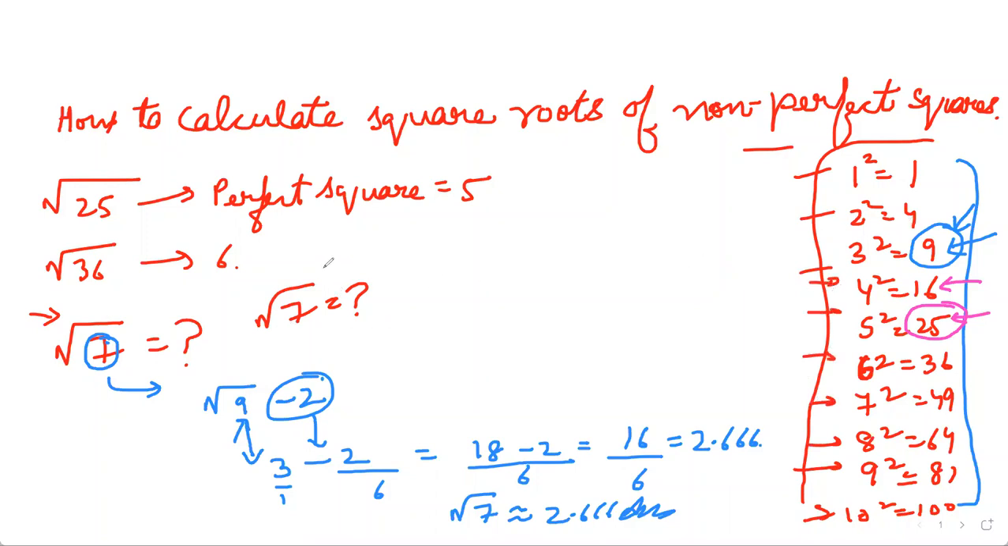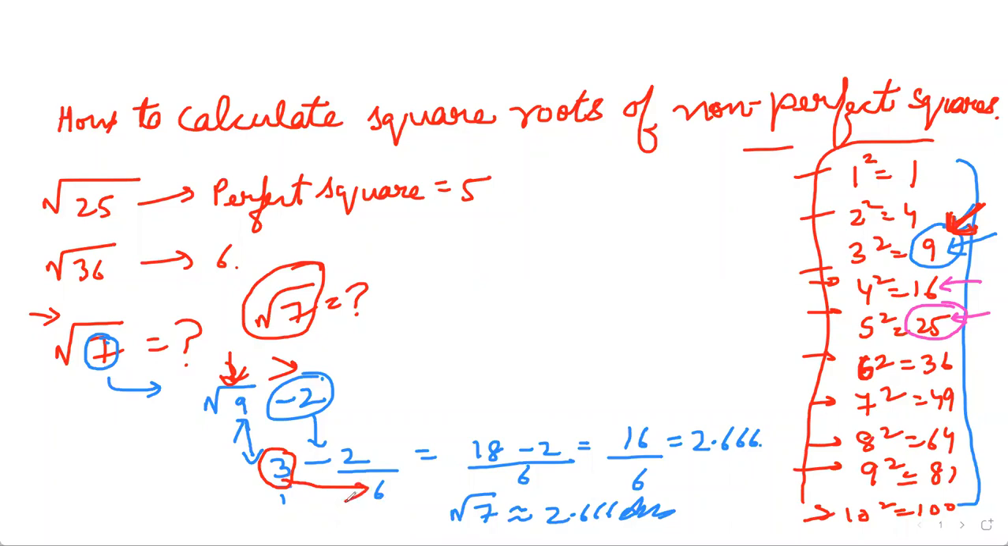Secondly, you need to split this root 7. 7 is nearer to 9, so you can write root 9 minus 2. I am sharing a trick, so kindly listen carefully. Root 9 is 3, so here I have written 3. Now listen again carefully. You need to double this 3, which means 3 into 2.